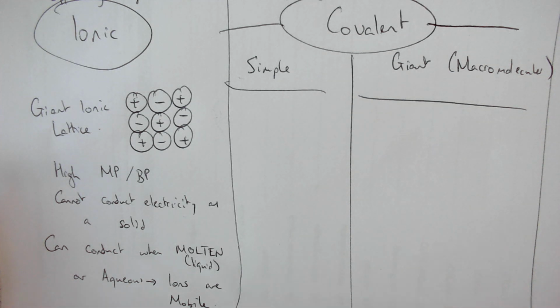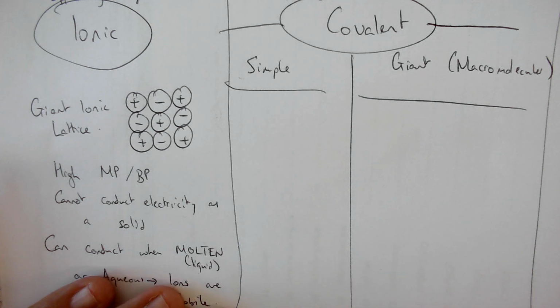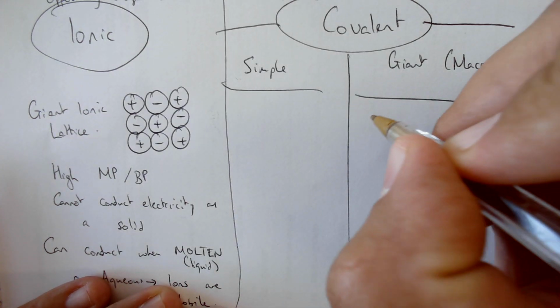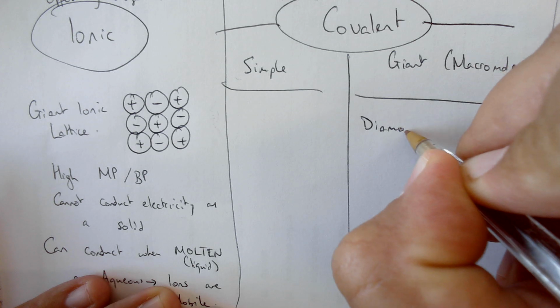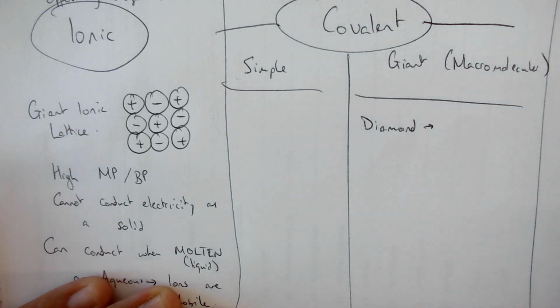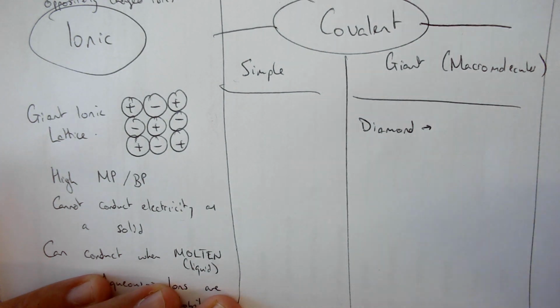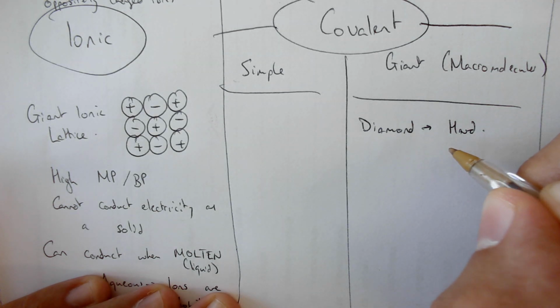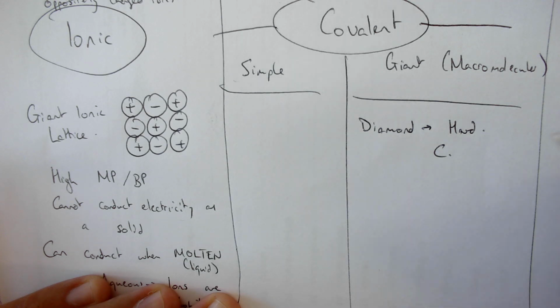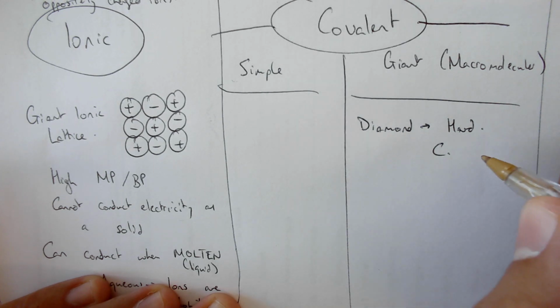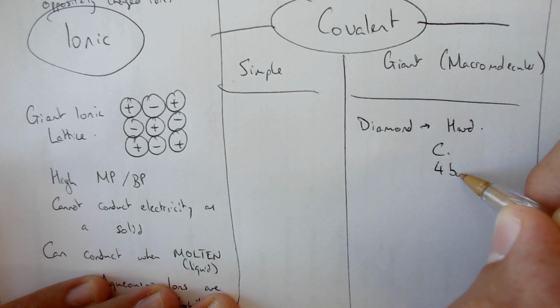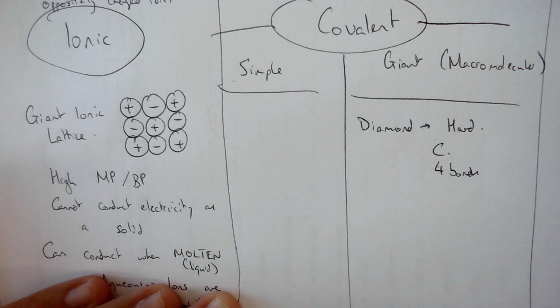Right, so giant covalent, there's 2 main ones I'm going to talk about, and one I'm going to talk about really quickly. So we've got diamond, also known as girl's best friend. Diamond is really hard. Why is it hard? It's made out of carbon. But what these carbons have, they've all got 4 bonds. And we call it a tetrahedral structure.